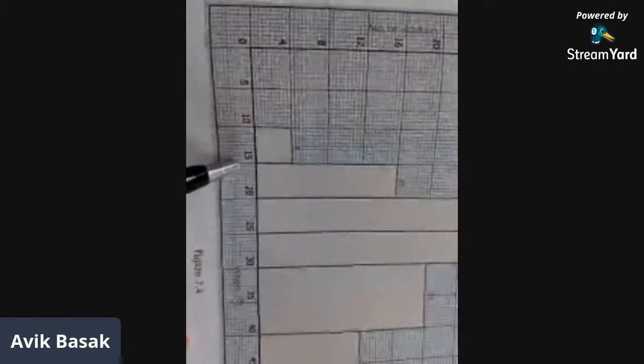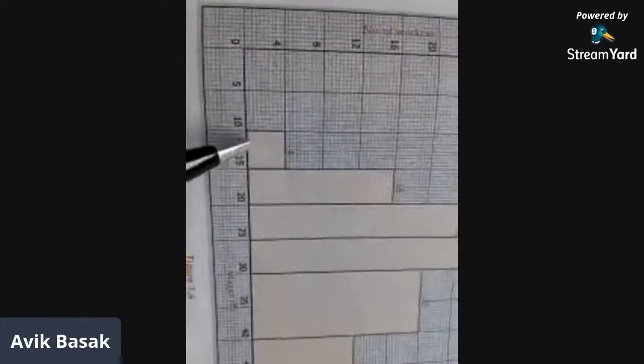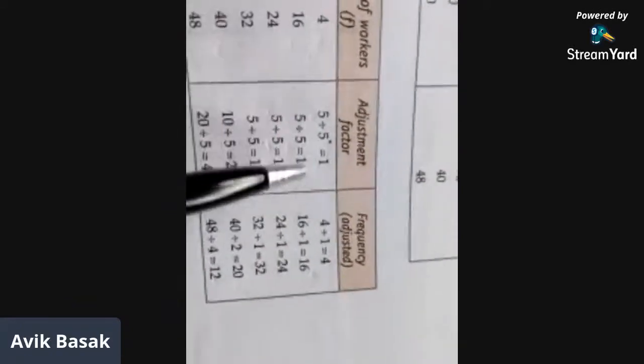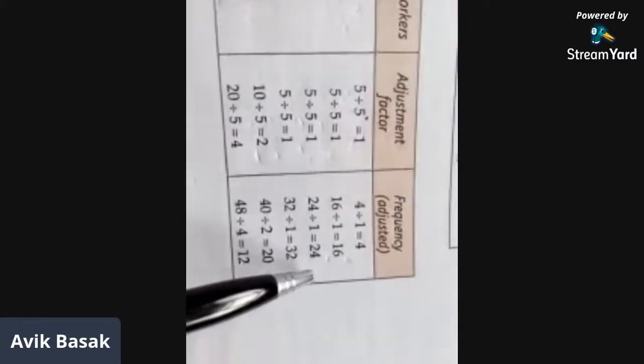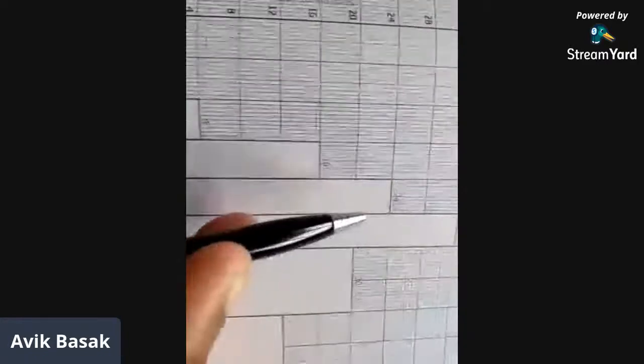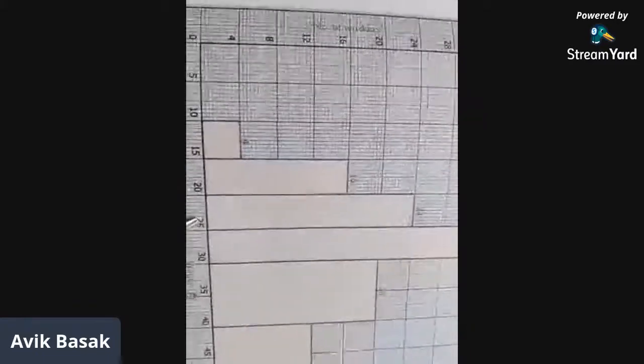So come here. 10 to 15, how many workers? 4. Mark the bar. Then 15 to 20, how much adjusted frequency have you got? 16. So 15 to 20, 16. Then 20 to 25, how much adjusted frequency have you got? 24. So 20 to 25, 24 you have marked. Then 25 to 30, how many? 32. 25 to 30, 32.